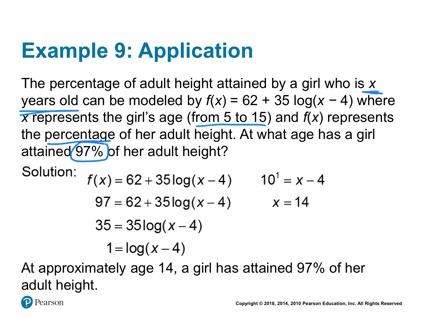So this one, we know that we're trying to get to a 97. And we're going to go ahead and solve this. You end up simplifying it down to this. Remember that there's like an invisible 10 if there's no number down here. So you could say this 10 to the first power equals the other side because of that b to the c equals m property. And if you end up solving that out, you get x equals 14. So at age 14, a girl has attained 97% of her adult height.